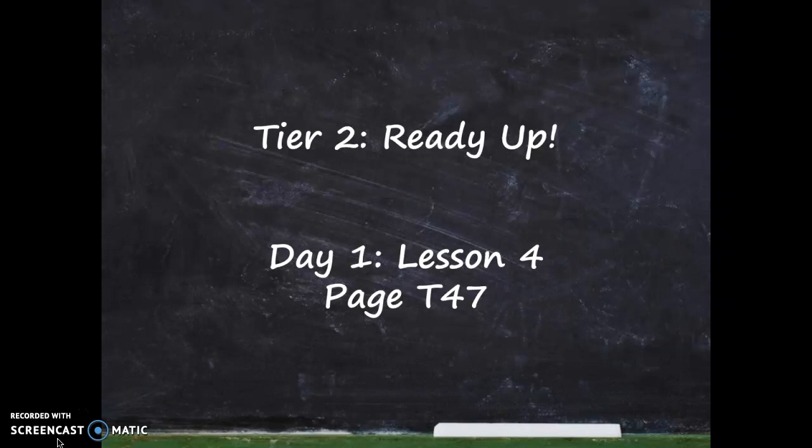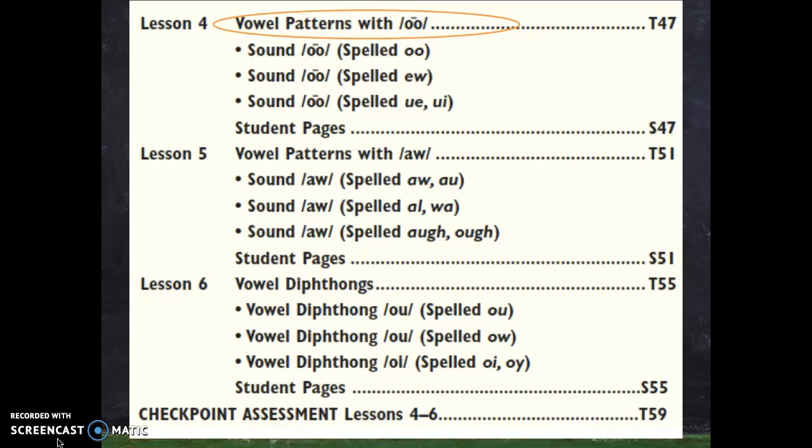You are going to need teacher's page 47, along with student page 47 in your manuals. So we are beginning lesson 4, and this starts our vowel patterns with the oo sound. So we are going to be looking at the first lesson, vowel patterns with oo, and our learning progression for this week.